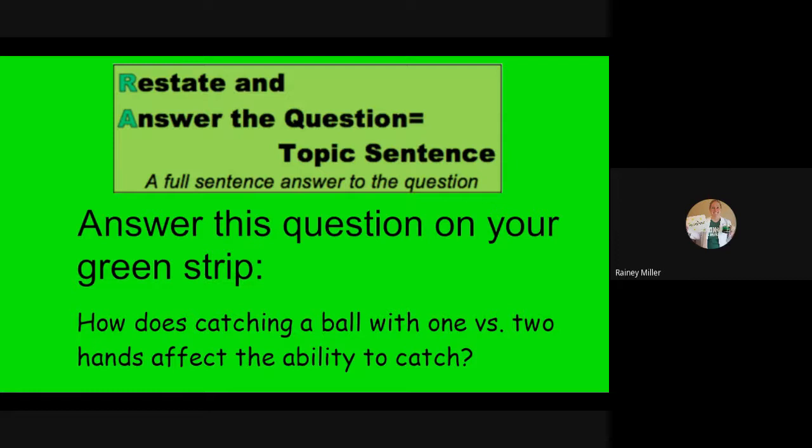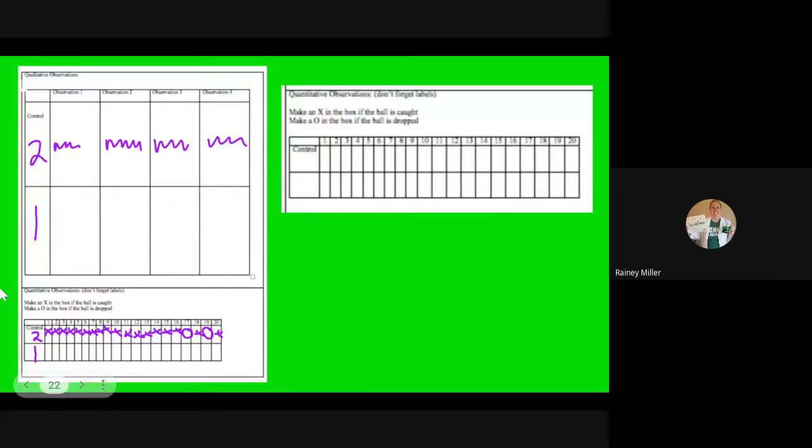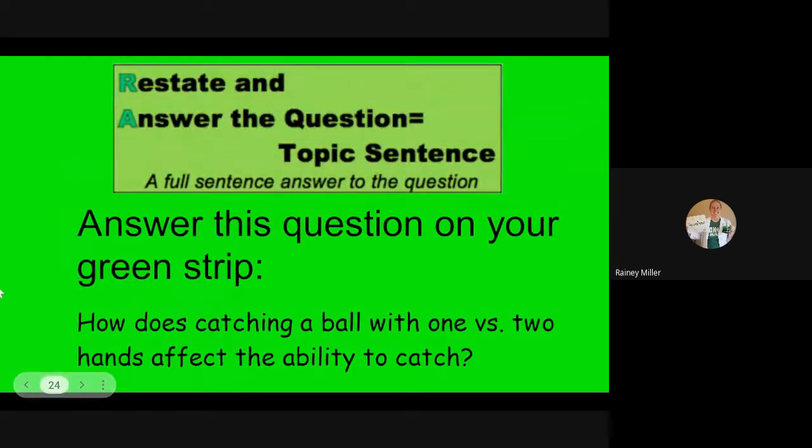Well, how do you figure out what was easier? Well, that's when you look back at your data. One of the easiest places to find that is by looking at your quantitative data. And you look to see which one you caught more often. So did you catch the two-handed one more often or the one-handed one more often? Or did you catch them both the same? So that's one way that you can find out the answer to the first question. So pause the video, take a second, restate and answer your question.